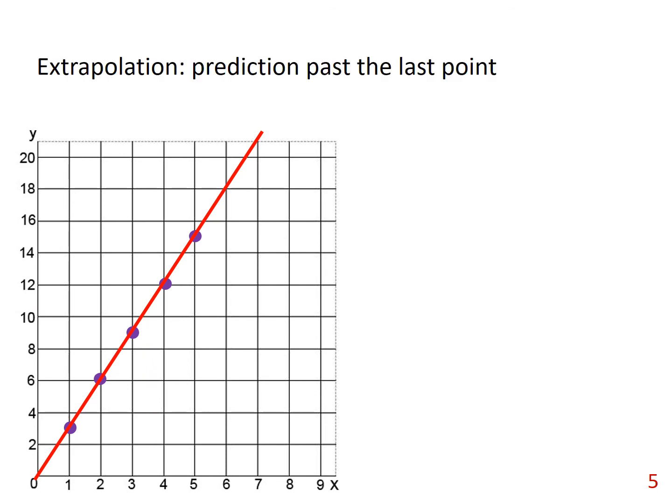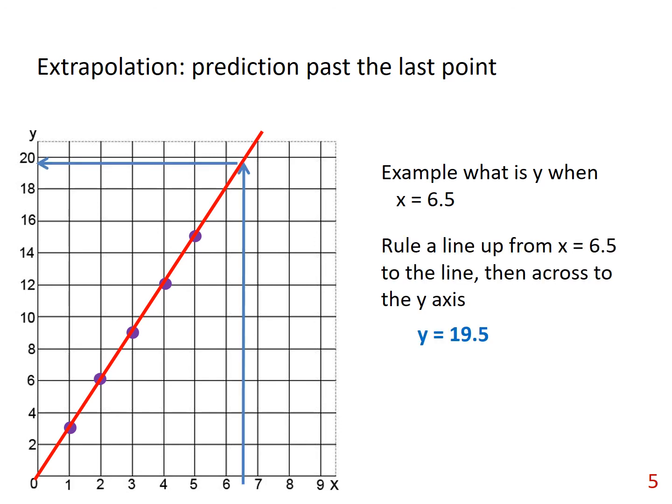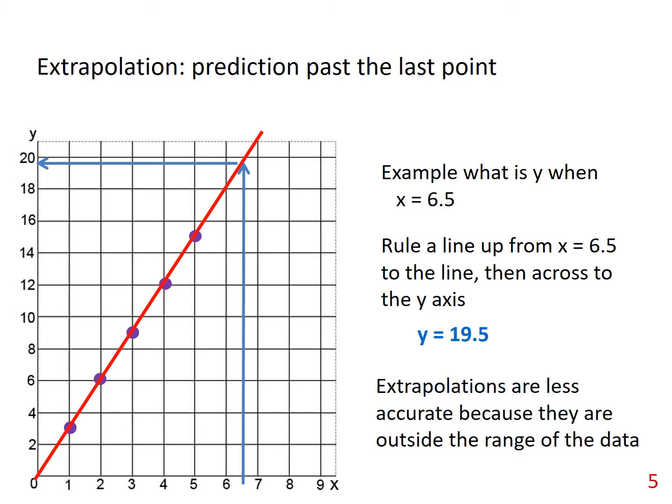An extrapolation is a prediction past the last point, beyond the range of the data, either up this end or possibly down this end as well. That's our prediction, that's our extrapolation. Less accurate because it's outside the range of the data.